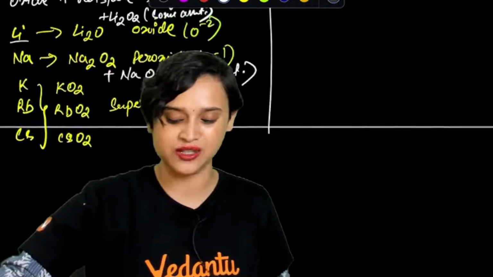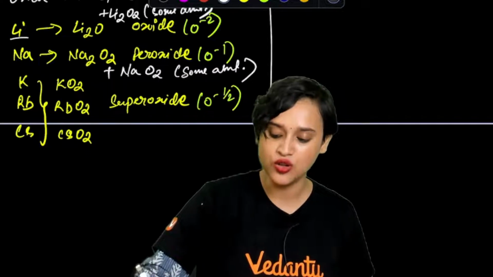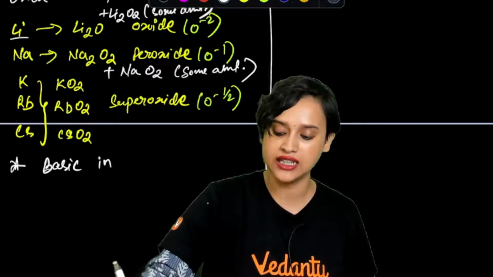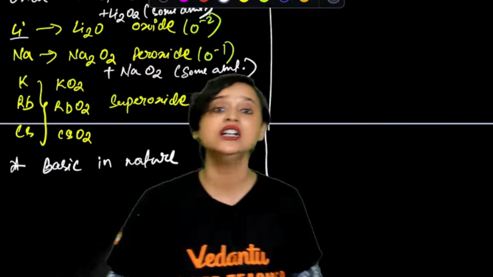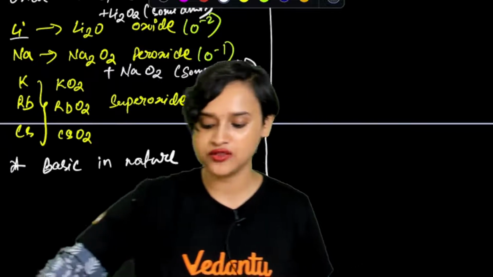I only used to teach you in the lower grades also, isn't it? Yes, so everybody, I know very well that you know that these are basic in nature. Metallic oxides are basic in nature, and non-metallic oxides are acidic in nature. Don't we know about this? We do know about this.